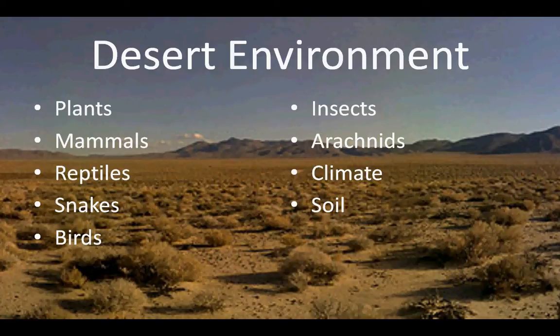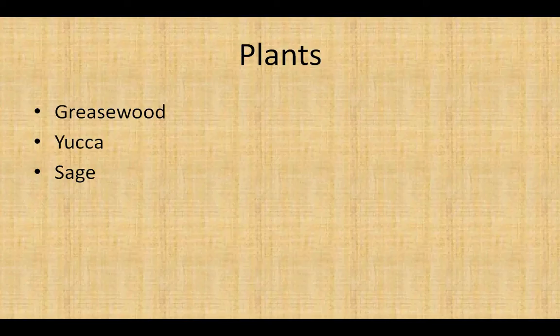Okay, as I said, the desert environment. Here we're going to discuss various types of plants, mammals, reptiles. We have plenty of those, as you know. Snakes, birds, insects, arachnids, climate, soil. Every environment that you go to, each of these things is going to be different than you would find in another environment. So let's get started.